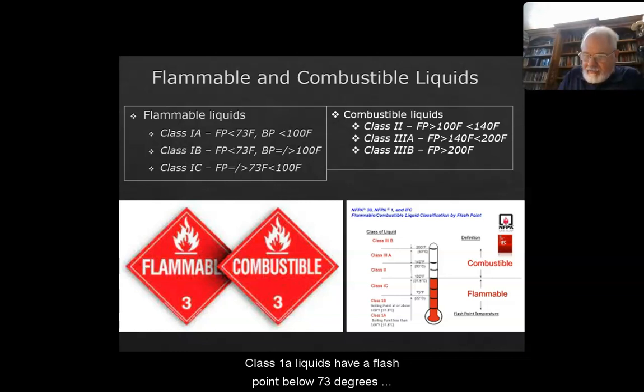Class 1A liquids have a flash point below 73 degrees Fahrenheit and a boiling point below 100 degrees Fahrenheit. Class 1B have a flash point below 73 and a boiling point at or above 100 degrees Fahrenheit. Class 1C, flash point at or above 73 degrees, but below 100 degrees. Combustible liquids have a flash point above 100 degrees Fahrenheit, but must be preheated to produce sufficient vapors to burn.